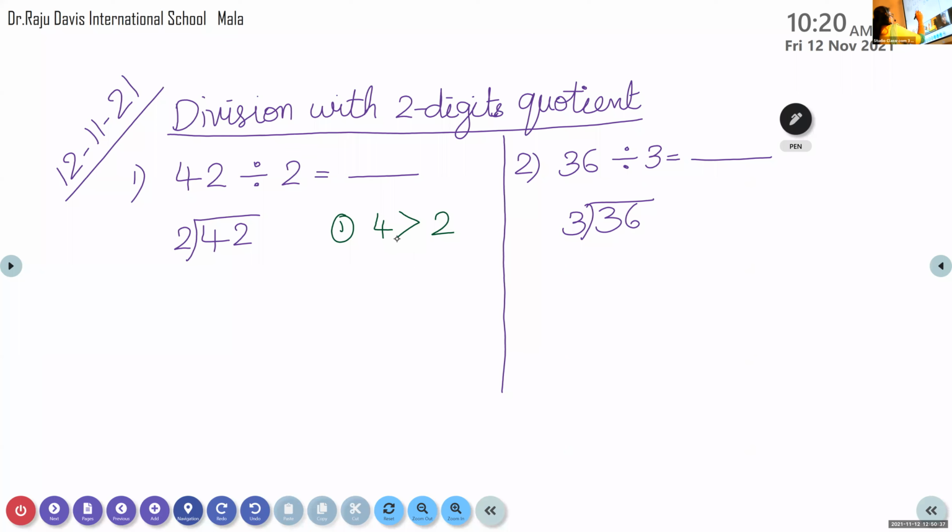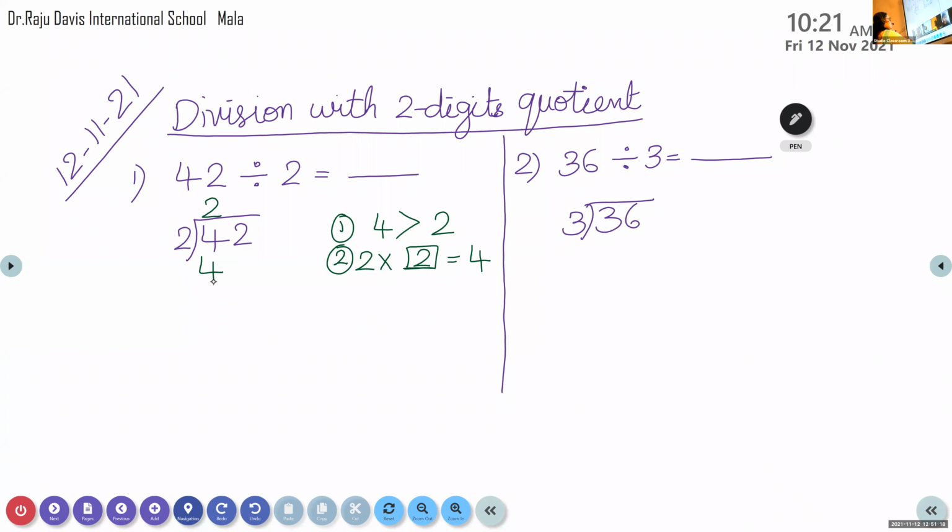So what do you have to do as the second step? 2 into dash is equal to 4. Okay, good. 4 is there in the table of 2, so no need of writing all the products, directly you can write this step. 2 into 2 is 4. So the middle number will go to? Up of the 4. And the product will come below the dividend.